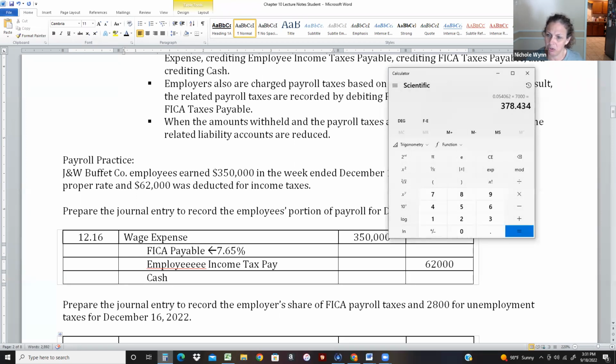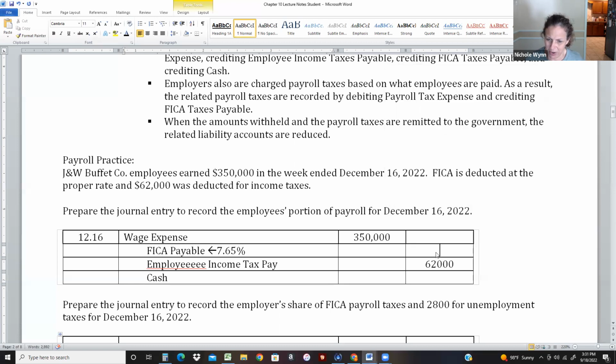So 0.062 plus 0.0145 is 7.65% of the gross pay. So you take that number times gross pay of 350,000, and it's 26,775. So cash is a plug. It's whatever it takes to make the journal entry work.